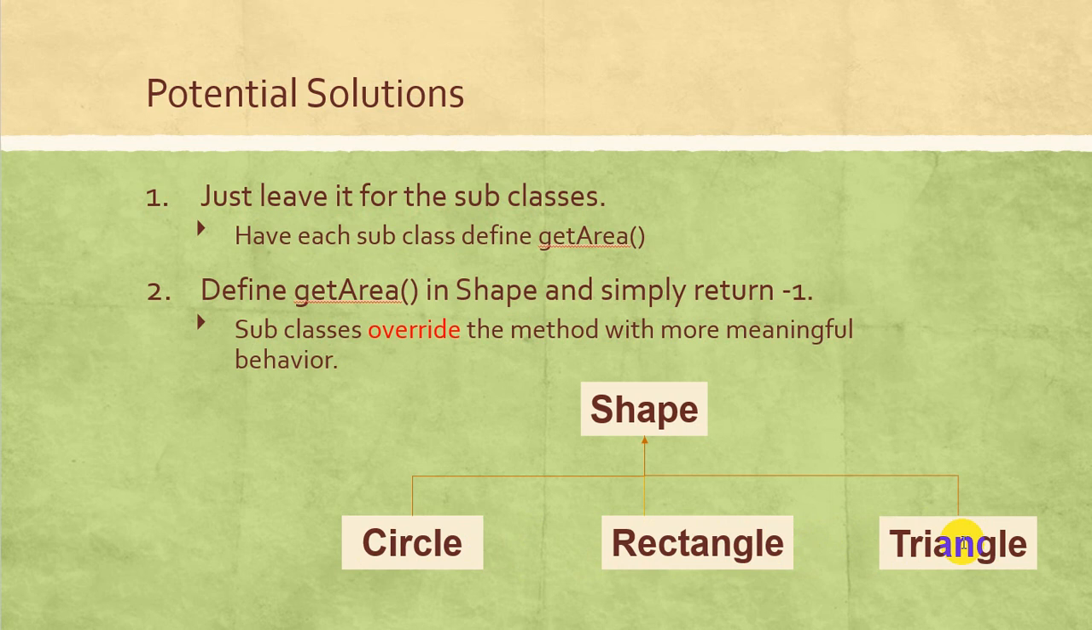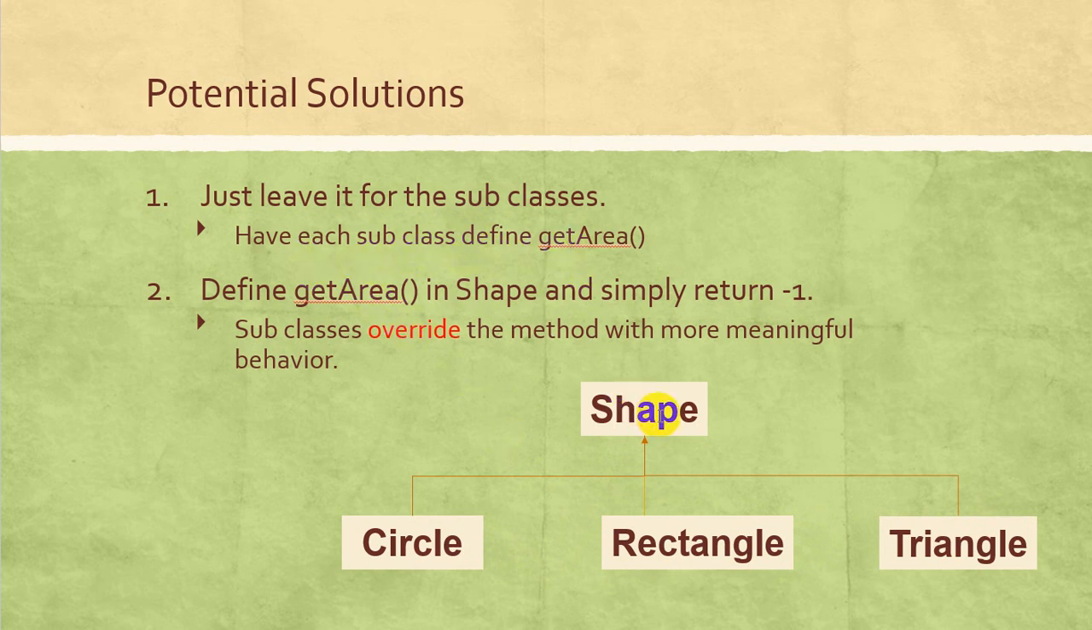But the important thing is that the method defined in the shape, that is get area, should also be defined in all these classes. We need to define them following the same signature or the same syntax. We have already discussed the overriding thing, so it should override the method in all these inherited classes. Just leave it for the subclasses to define their own functionalities as per their requirements. Have each subclass define the get area.